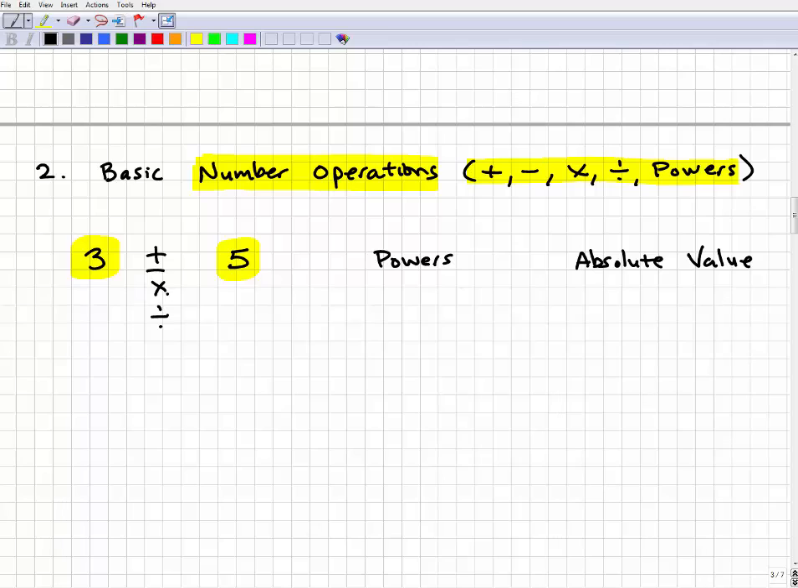And these number operations, we learn these in elementary school, right? Your times table, addition, etc. Again, I'm not going to be teaching you how to add or subtract, multiply or divide. We're not going to be reviewing times tables, etc. These are things that you should know, so you want to go ahead and brush up on that independently.